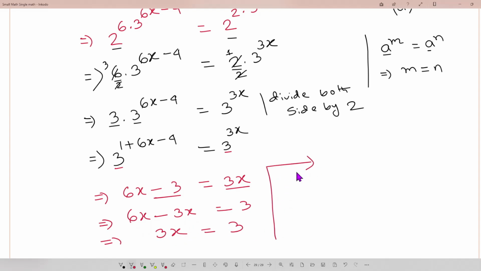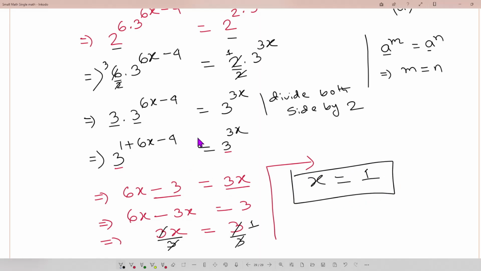Now we can divide both sides by 3. So 3 and 3 cancel, 3 and 3 cancel, it means here is 1. 3 divided by 3 is 1. So we can say x equals 1. Here we are dividing both sides by 3. So our required answer is 1.